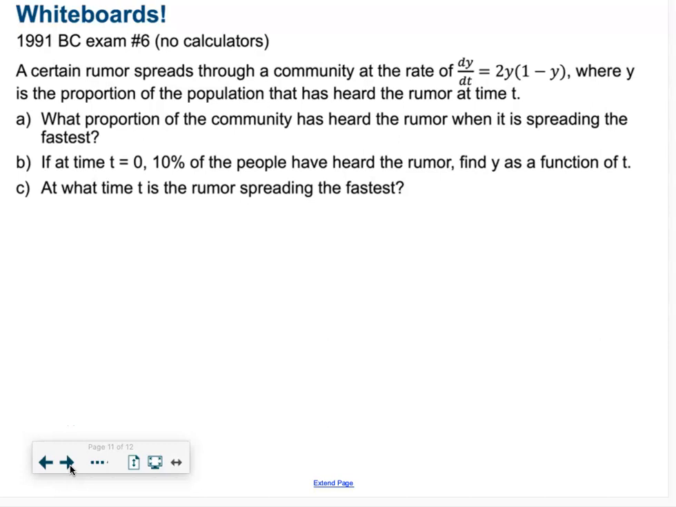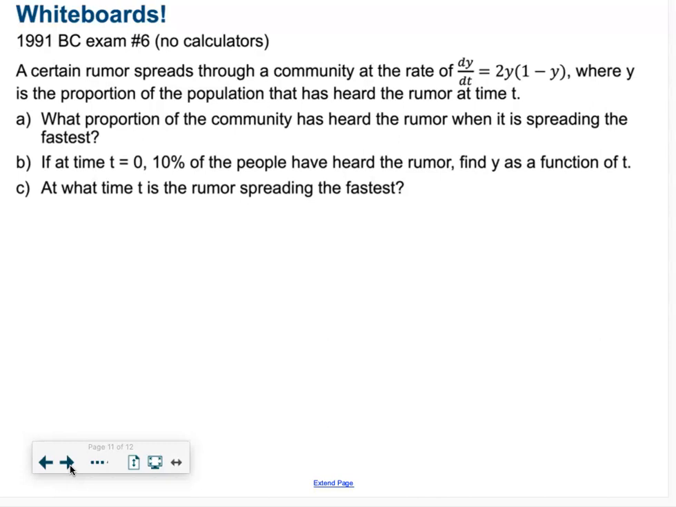A certain rumor spreads through a community at a rate of dy dt equals 2y times 1 minus y, where y is the proportion of the population that has heard the rumor at time t. What is the carrying capacity? 1. Does that make sense? Yes, because 1 is the same as 100%, right? So the highest proportion of the population that can hear the rumor is the whole population, right? Okay, so there's your carrying capacity of 1.